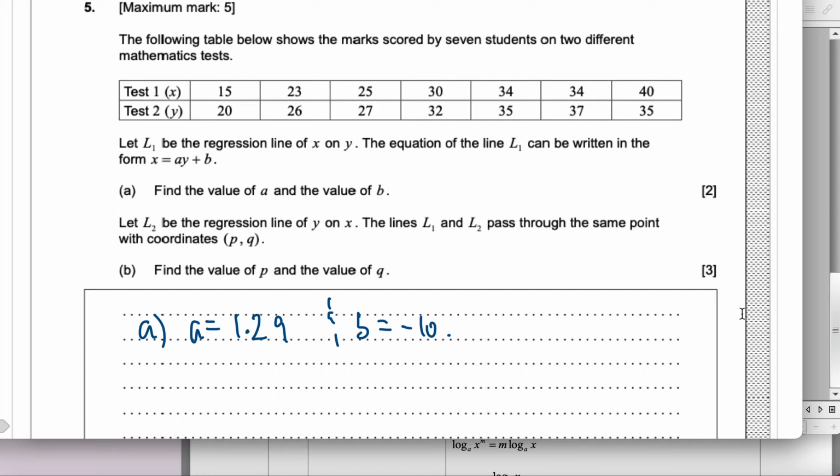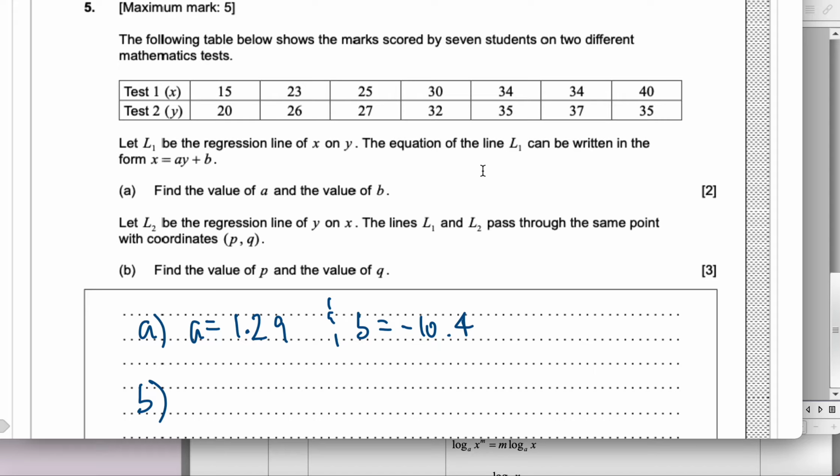Okay, so part B, let L2 be the regression line. So now it's the other way around. Y on X, the lines L1 and L2 pass through the same point with coordinates P and Q. Okay, so now what you can do here is just realize that if these intersect, they go through the mean point. Okay, so the average point of this data.